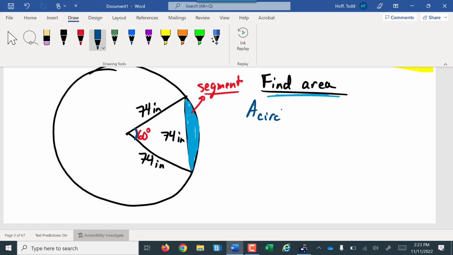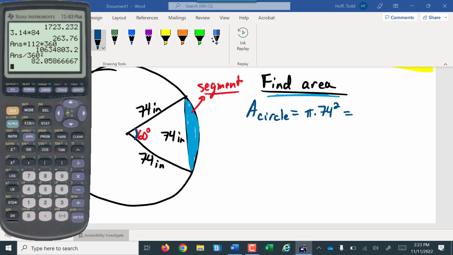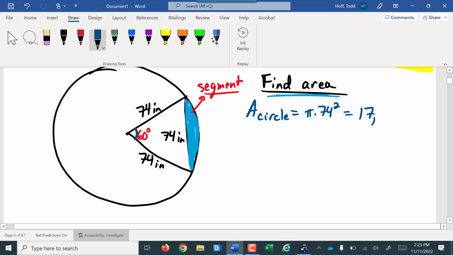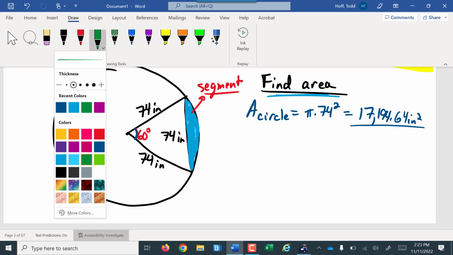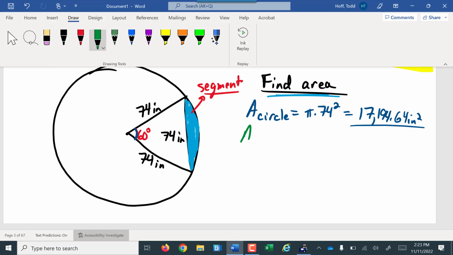So I'll find the area of the whole circle, which will be pi times 74 squared. 3.14 times 74 squared, 17,194.64 square inches. Yeah, close enough. So then, to find the area of the sector, 17,194.64 times 60 over 360.